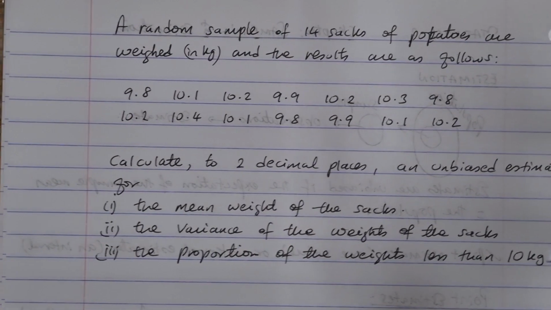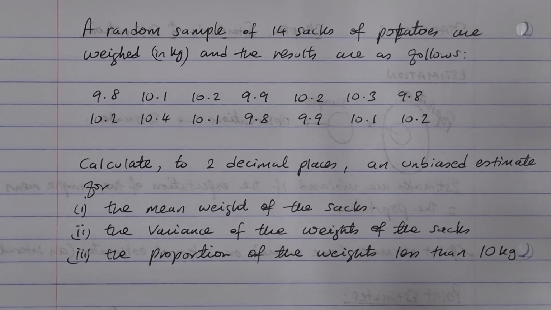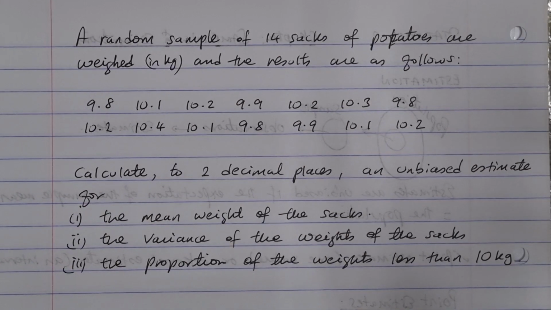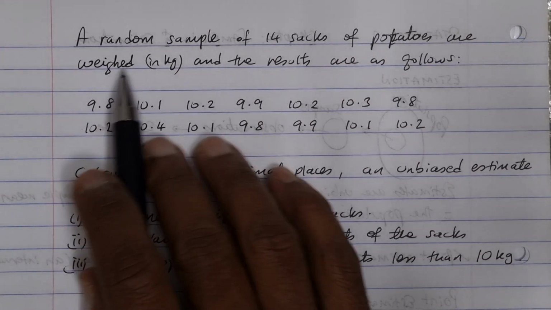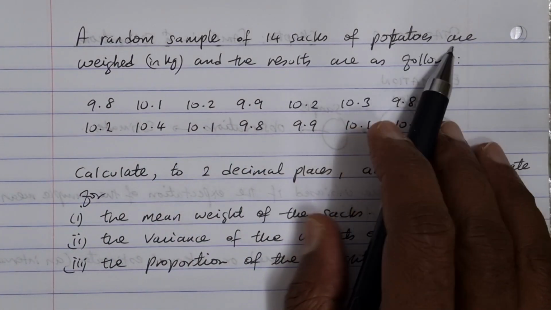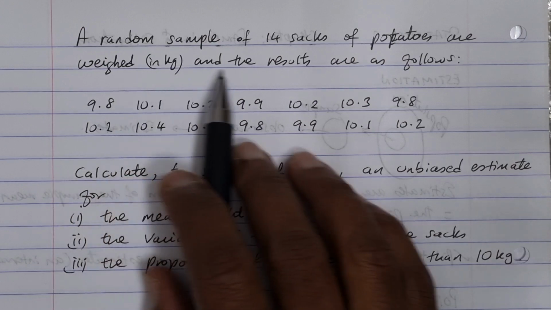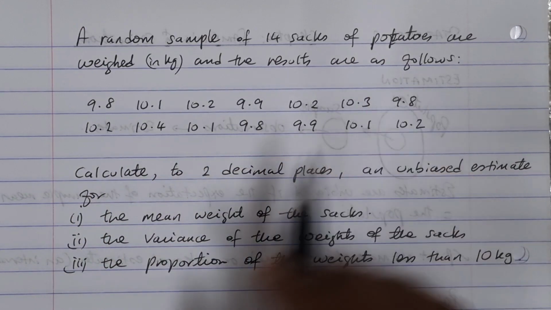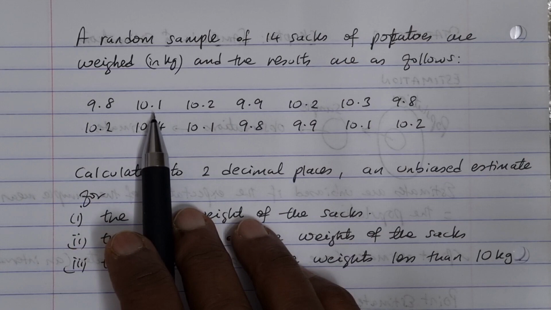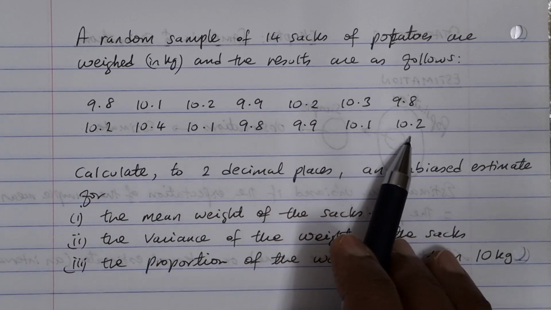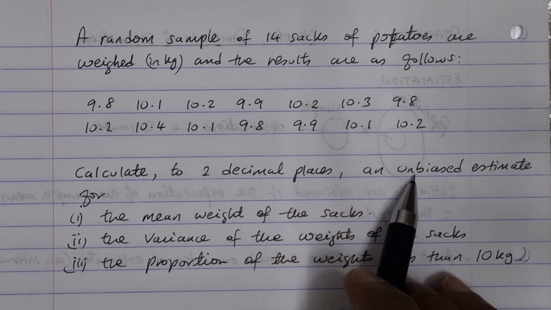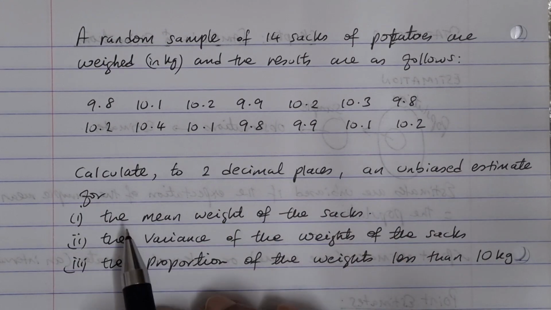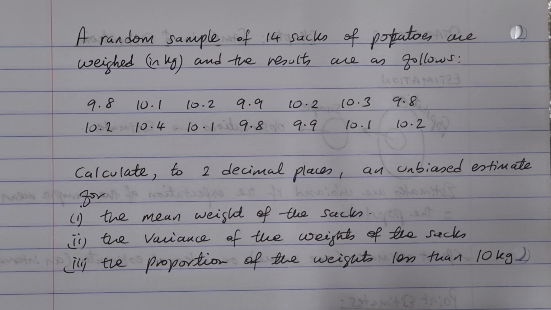Okay, so here is a very nice example of how we're going to be calculating an unbiased estimate of the population variance and so on. A random sample of 14 sacks of potatoes are weighed in kilograms, and the results are as follows. We've got 9.8, 10.1, 10.2, and so on until 10.2. We need to calculate, to 2 decimal places, an unbiased estimate for the mean weight of the sacks.